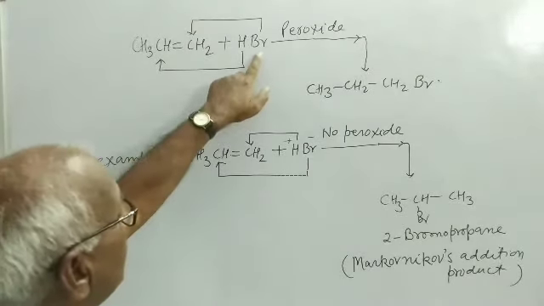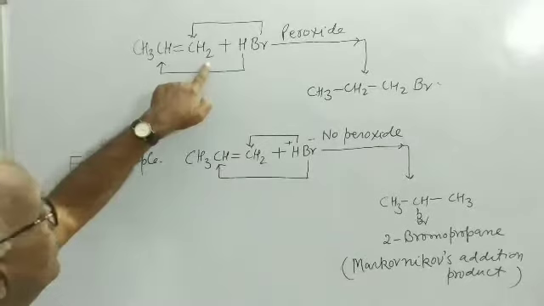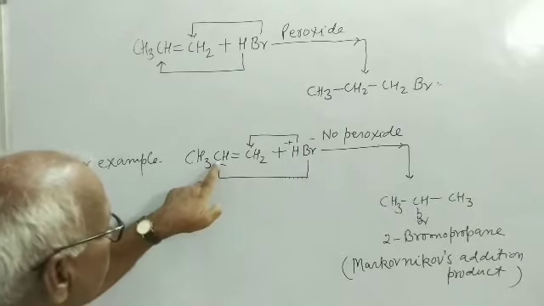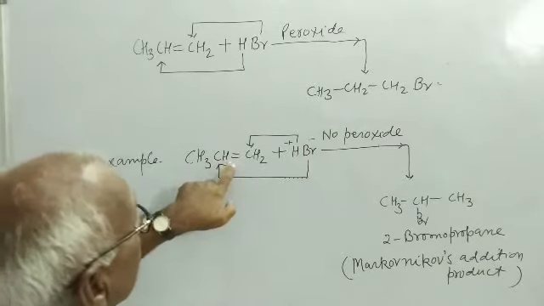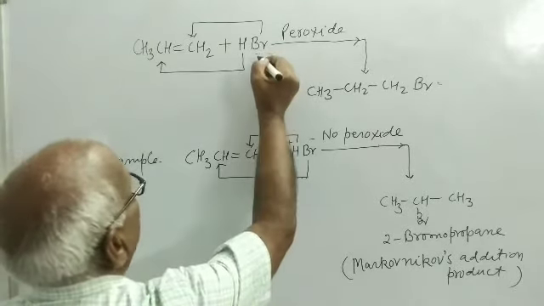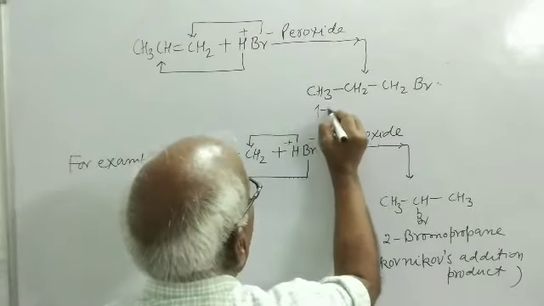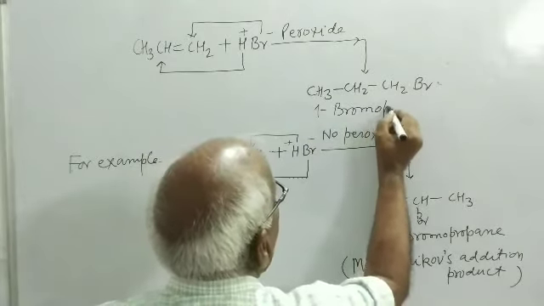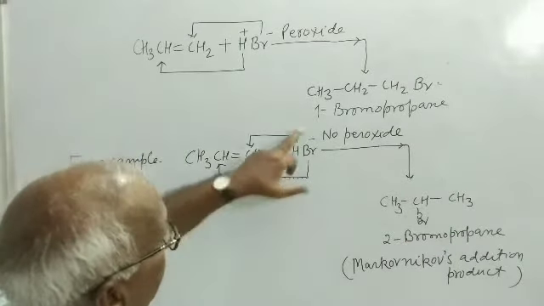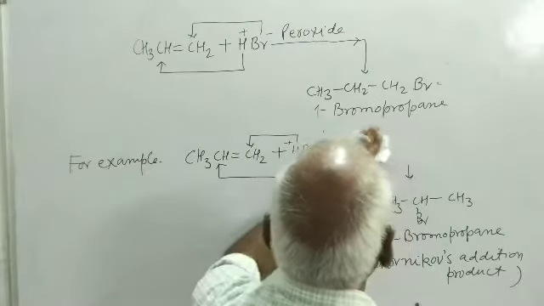Negatively charged bromine atom goes to that double bonded carbon atom which carries larger number of hydrogen atom. But in this case, the negative part goes to that carbon which carries lesser number of hydrogen atom. So it is the reverse addition. This is negative part and this is the positive part. This product is 1-bromopropane. This is anti-Markovnikov's addition product.